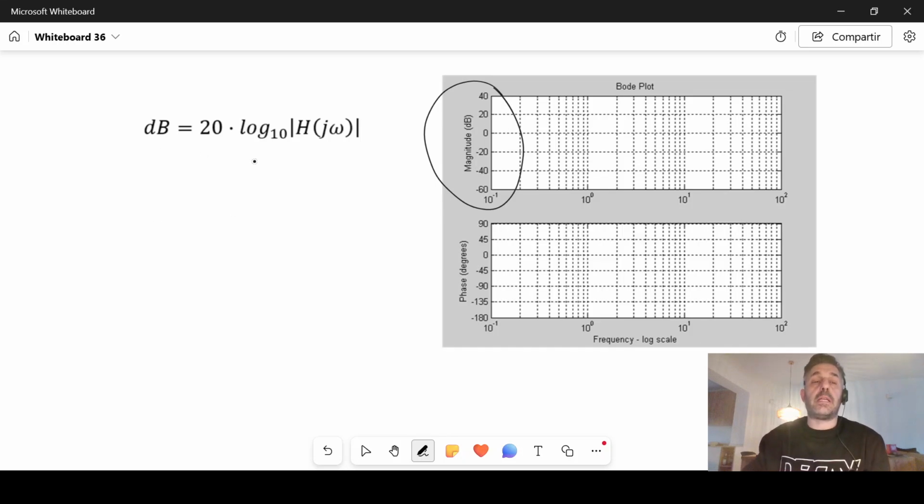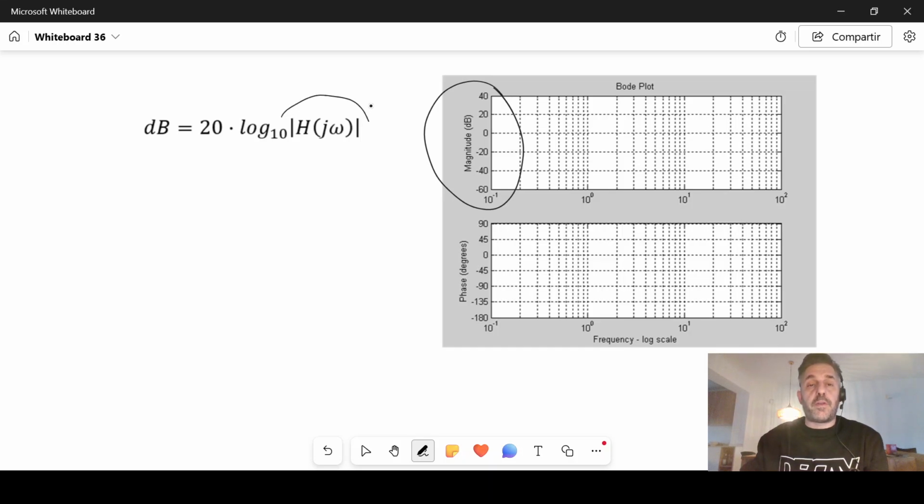dB are decibels, and this is the definition of decibels: 20 times log 10 of something. This something is the modulus of the complex transfer function that we want to plot. So let's see what is the analogy between the value here and the dB correspondent.